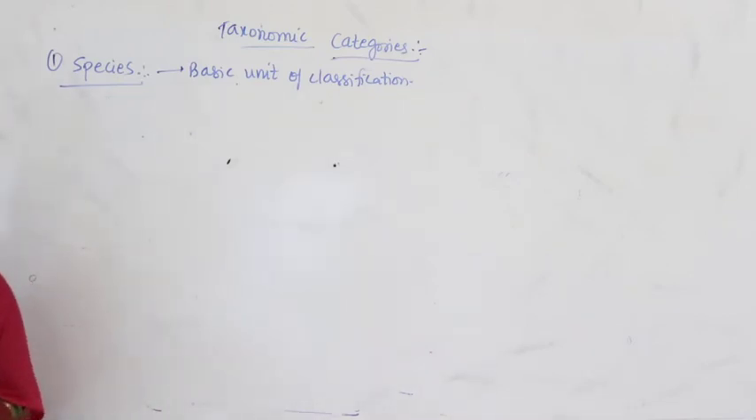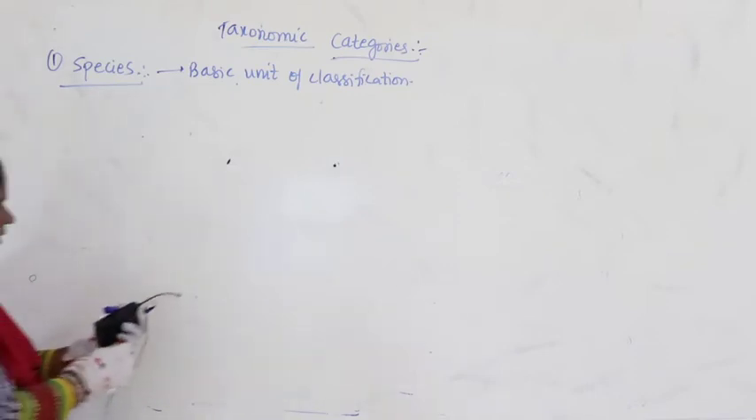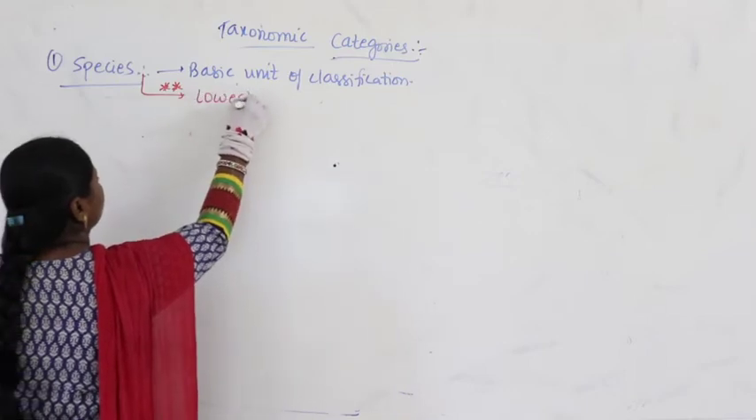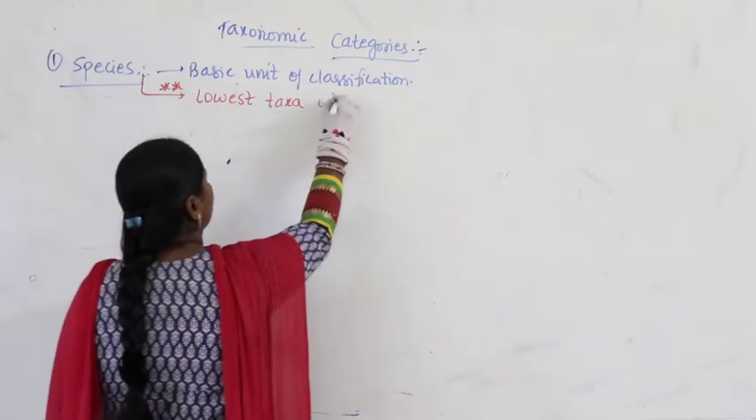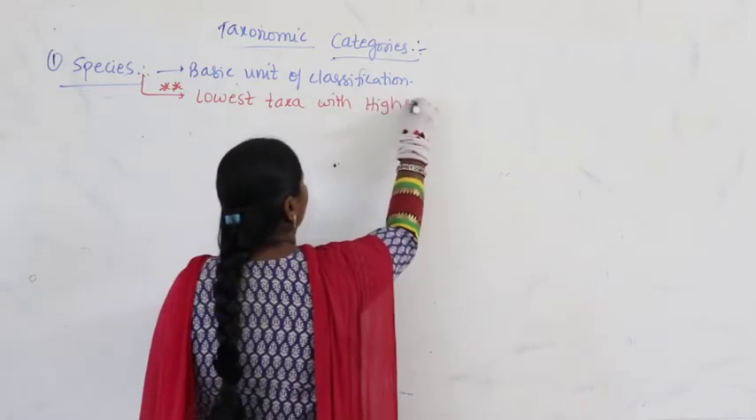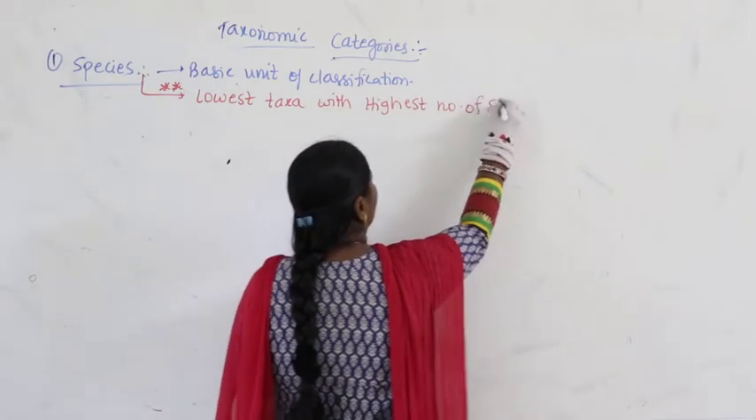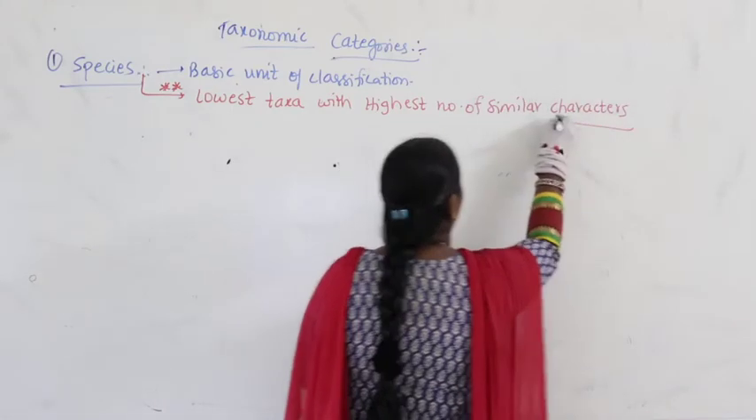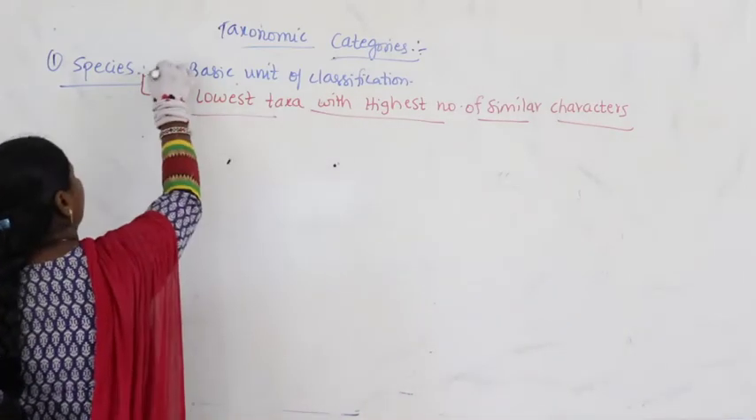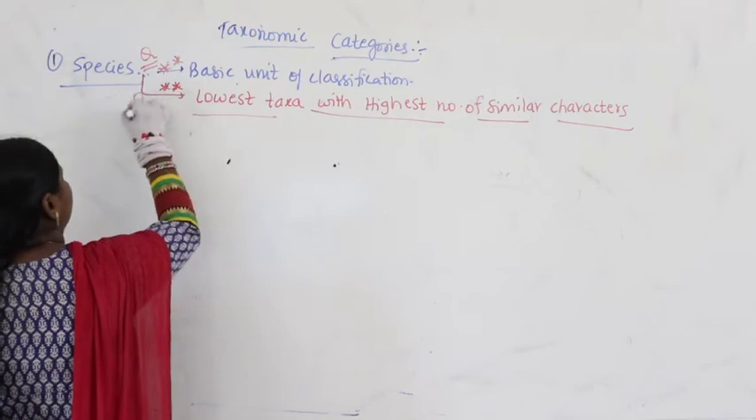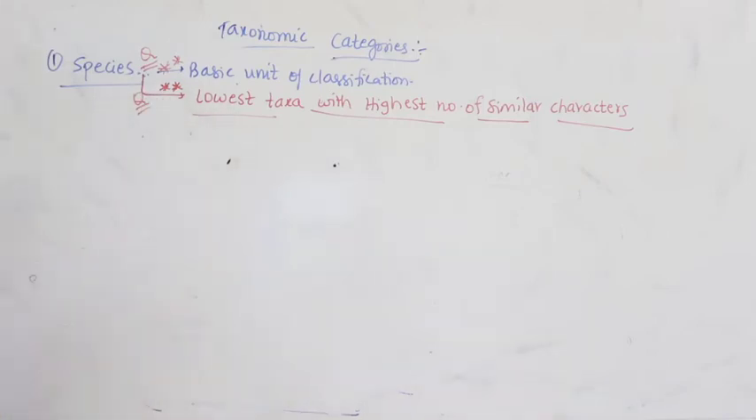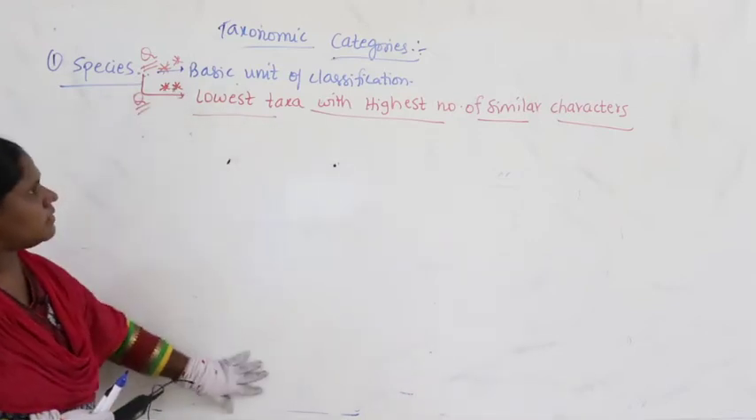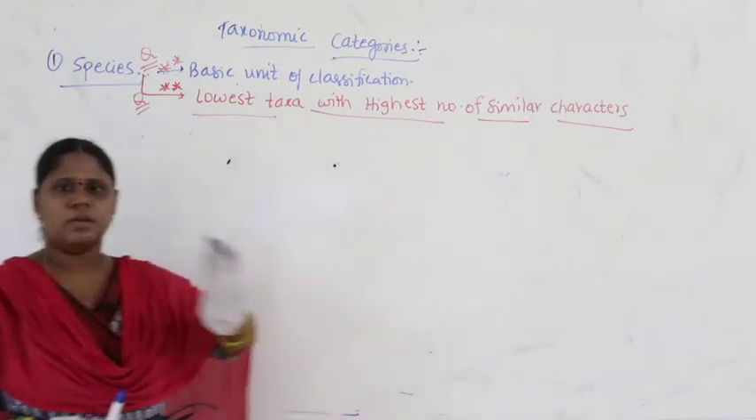And what are the other important things to remember about this? If you look at this, we say this is referred as lowest taxa with highest number of similar characters. Highest number of similar characters. So both are nothing but expected questions, right? So what are the important things to remember about species? We say this is basic unit of classification, this is the lowest taxa but contains highest number of similar characters.